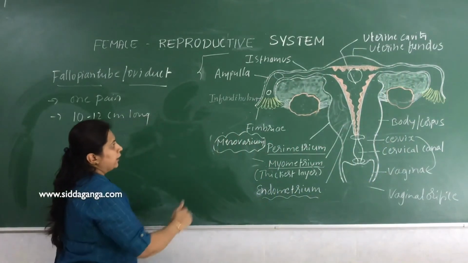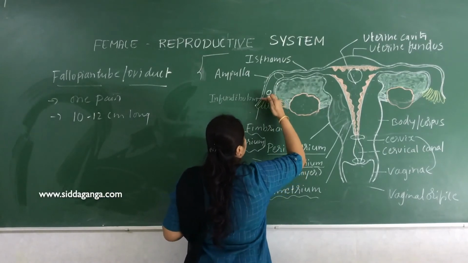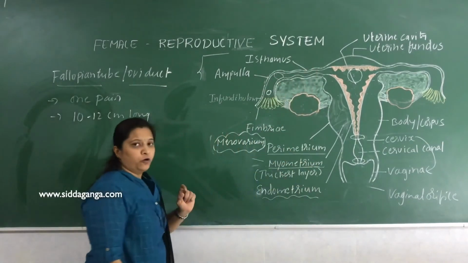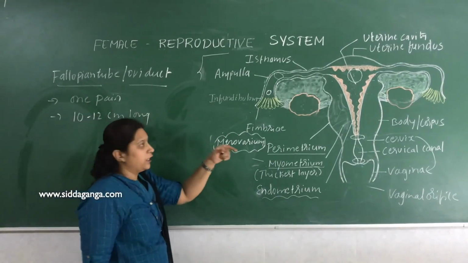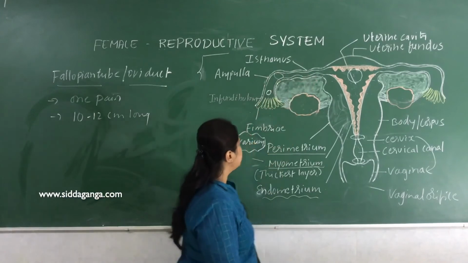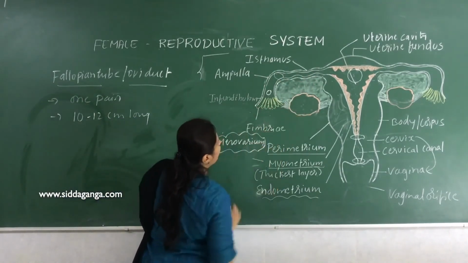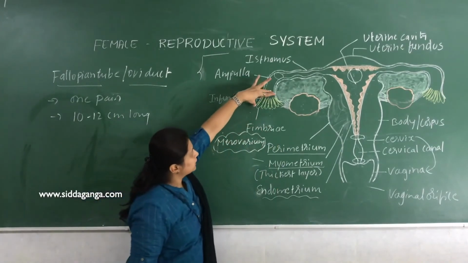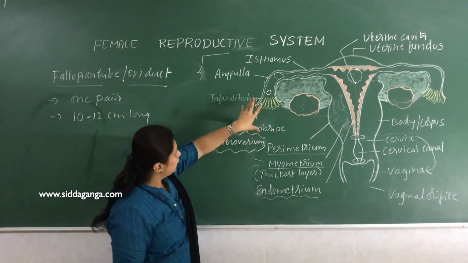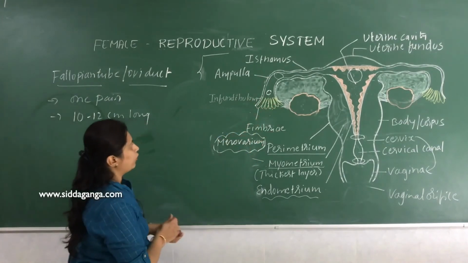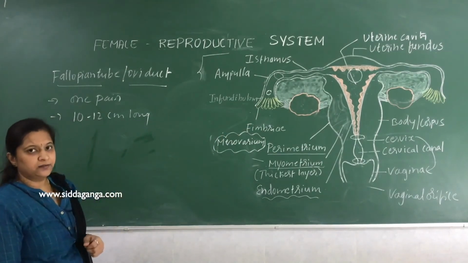Each fallopian tube is differentiated into 3 regions. Remember, each oviduct is differentiated into 3 regions. The part which lies close to the ovary is a funnel shaped structure. So this part of the fallopian tube is called what? Infundibulum.